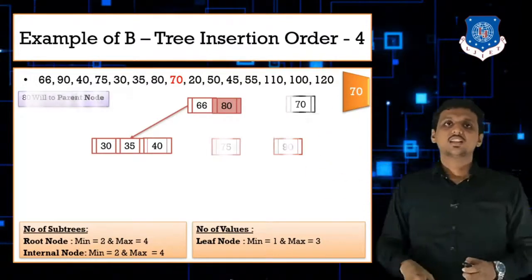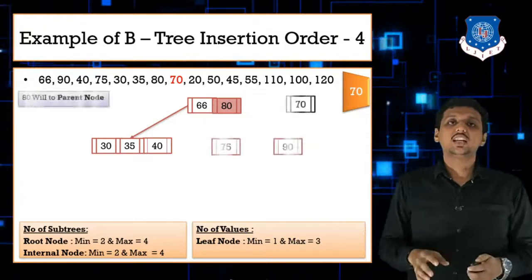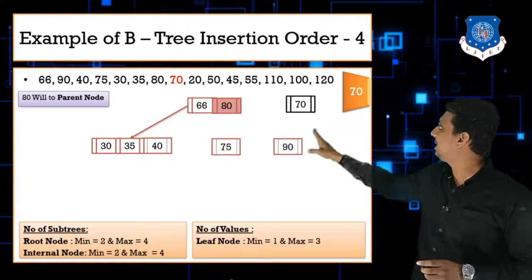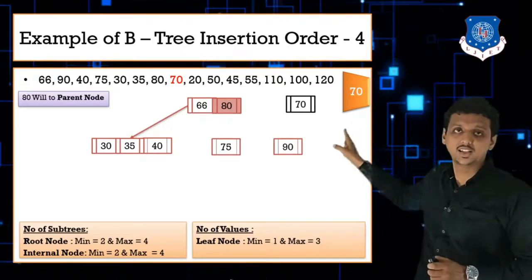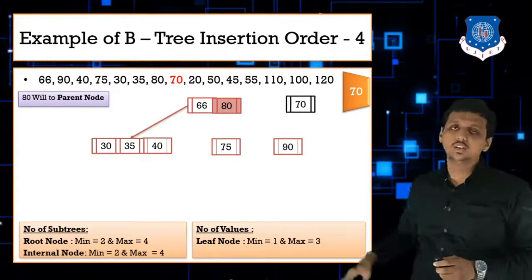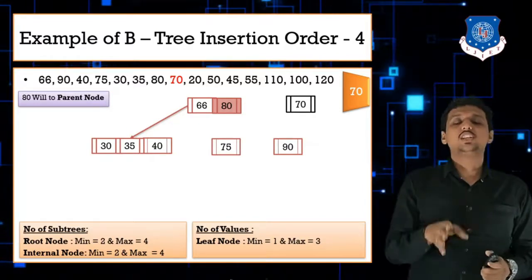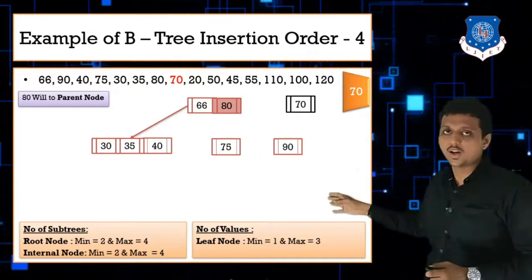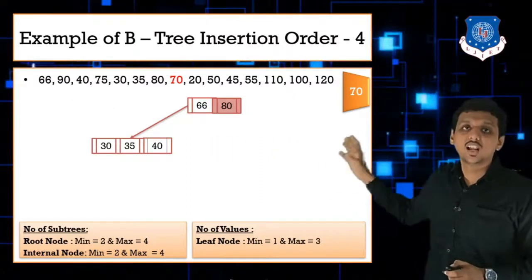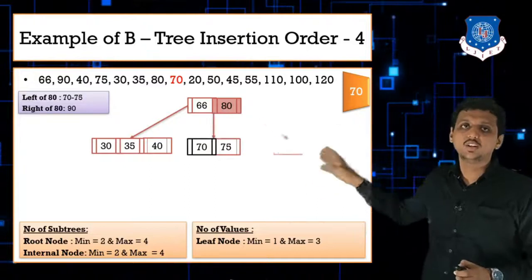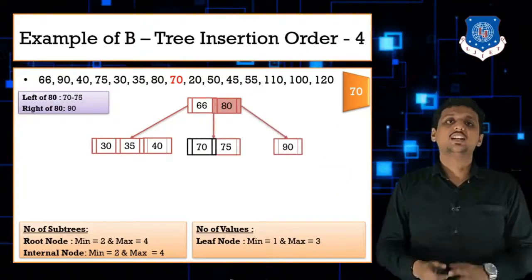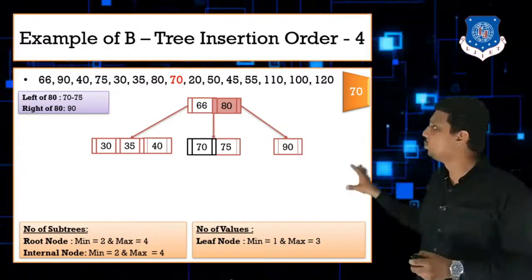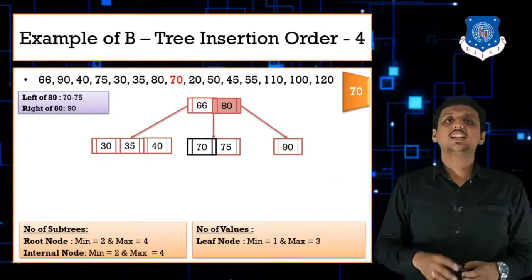And then see, now 80 has 2 parts. One is less than 80, one is greater than 80. So 80's left pointer must point to the values which are lesser than 80. Students, 70 will go with the 75 and it will become the left pointer of 80, and on the right side of the 80 we have 90. So this becomes our new figure after inserting 70.